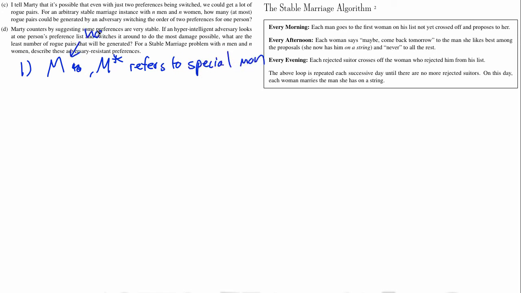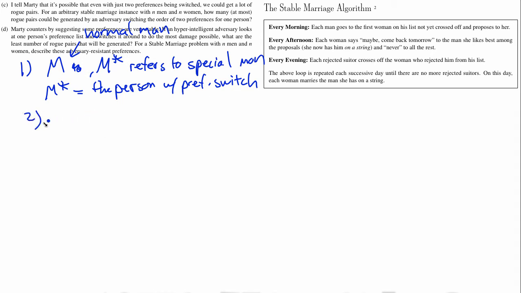And M is for a normal man. And now in this case, M star will be the person with the preferences switched, because this is the special thing that is going on in this problem.